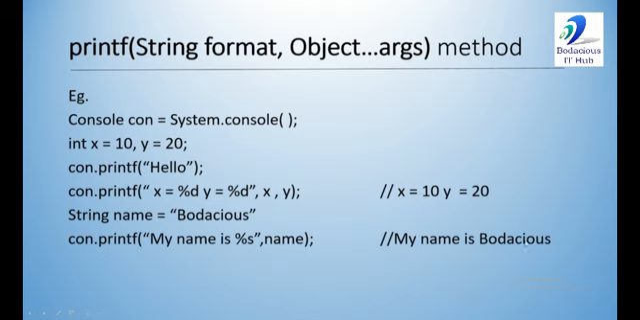So you can use printf as you have been using it in C language, and you can use %s for string, %d for decimal digit, %f for float.